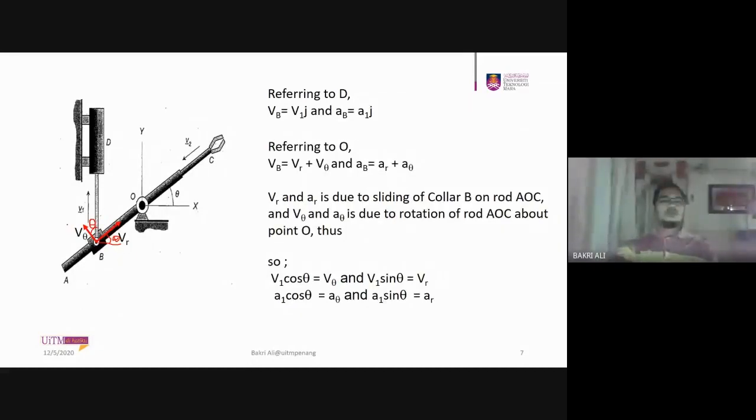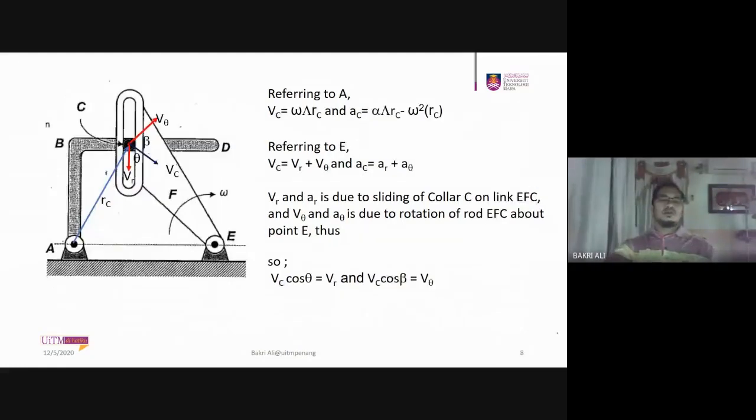Okay, and so as the acceleration, A1 cos theta equals A theta, A1 sin theta equals AR. So the second mechanism, we can see that this is an L-shaped bar rotating about point A, and the pin C attached to that bar.